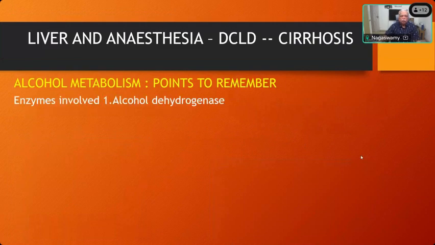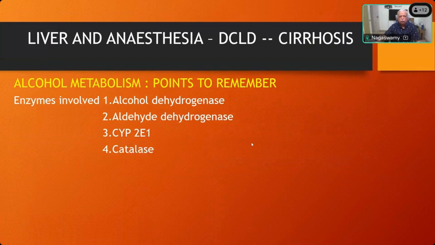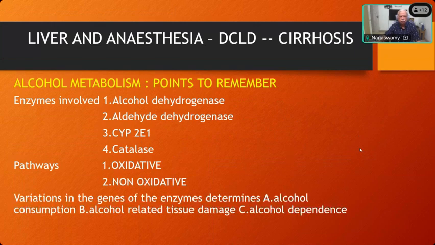Now, alcohol metabolism, there are two enzymes, as I told you, alcohol dehydrogenase and aldehyde dehydrogenase, and also cytochrome P2E1 is the third enzyme. Then another enzyme playing a minor role is catalase, and the pathways can be oxidative and non-oxidative. And variations in the genes of the enzymes, that is the one which determines alcohol consumption ability and alcohol related tissue damage and alcohol dependence.